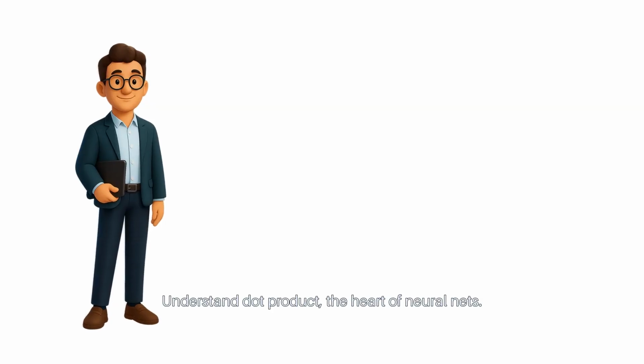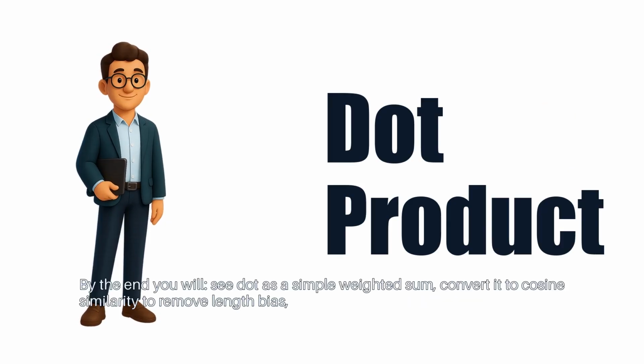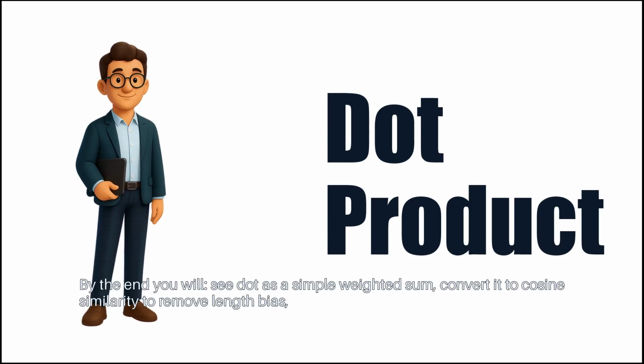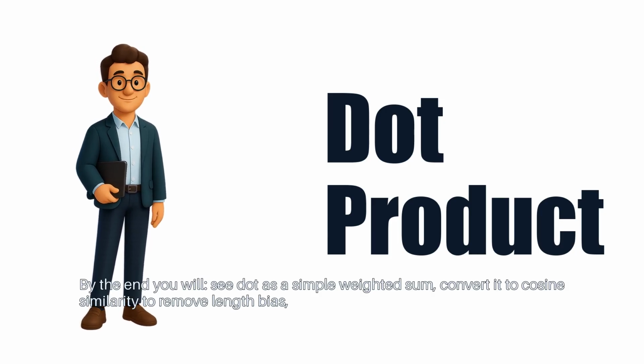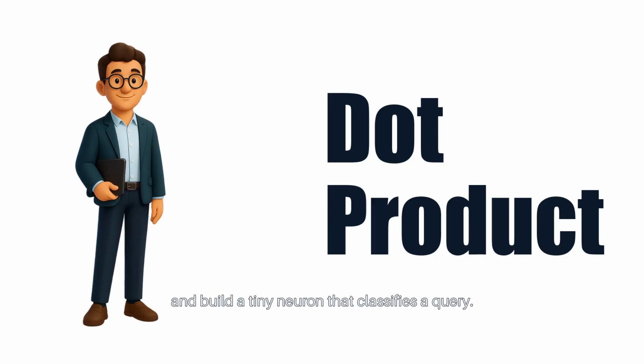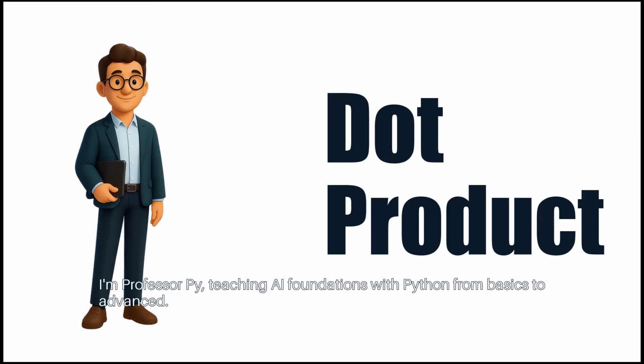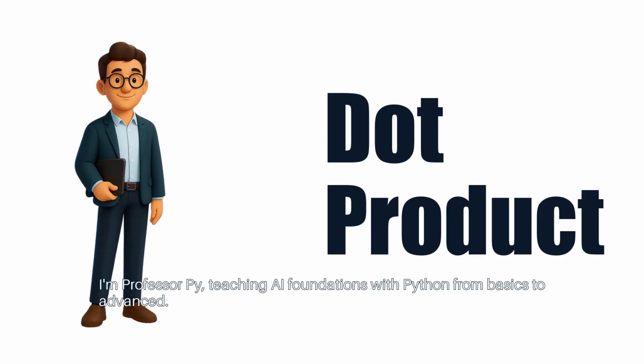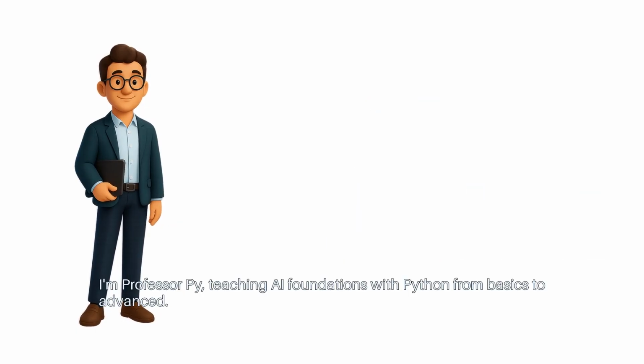Understand dot product, the heart of neural nets. By the end, you will see dot as a simple weighted sum, convert it to cosine similarity to remove length bias, and build a tiny neuron that classifies a query. I'm Professor Pi, teaching AI foundations with Python from basics to advanced.